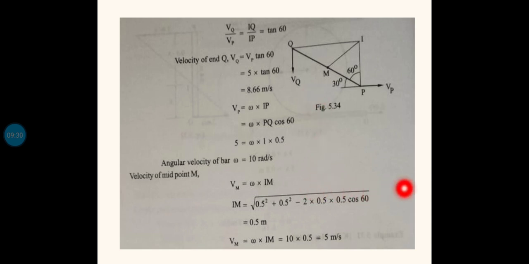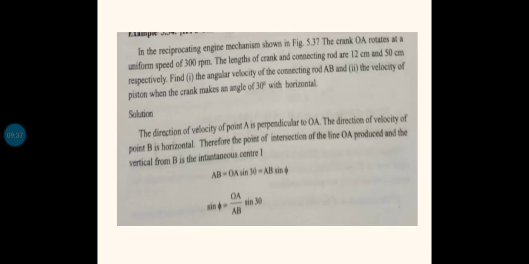And the velocity of the midpoint M is 5 meters per second. That's all about this problem. Now moving on to the next problem. This is a very important problem.